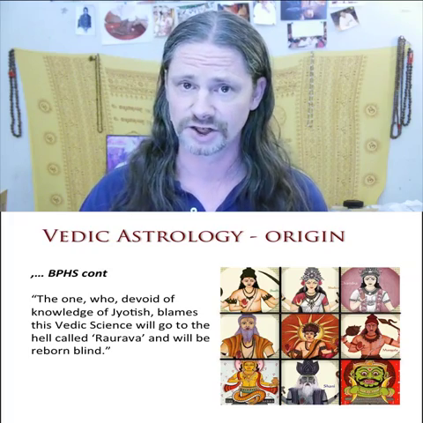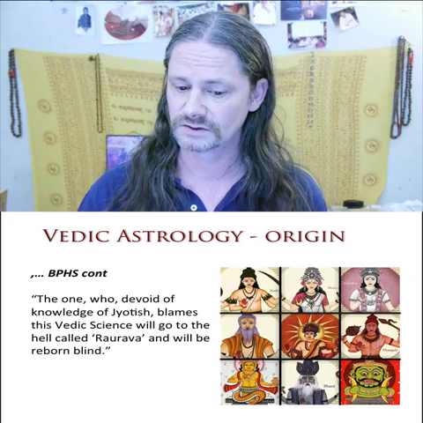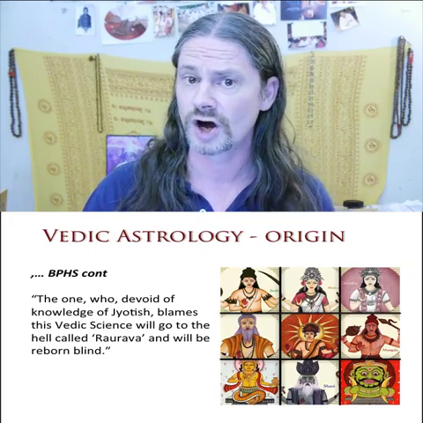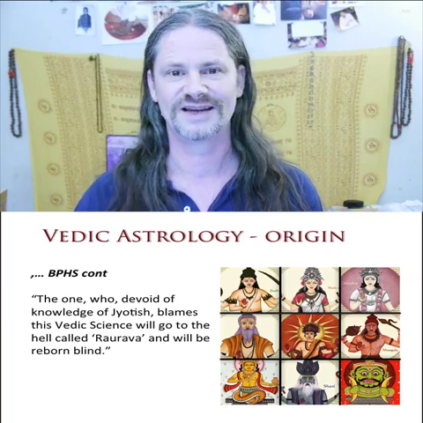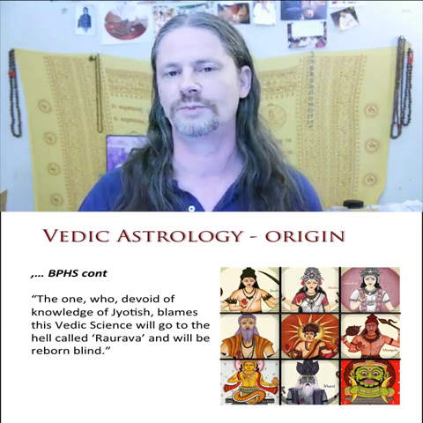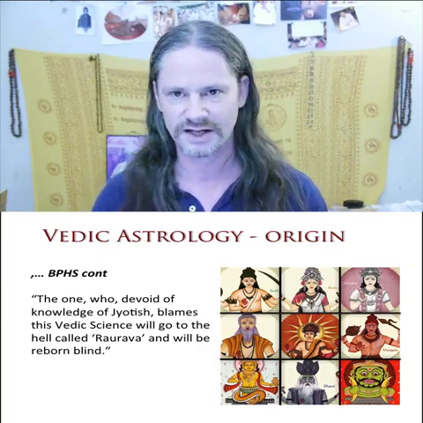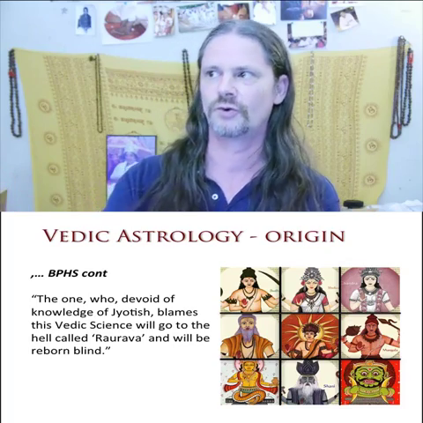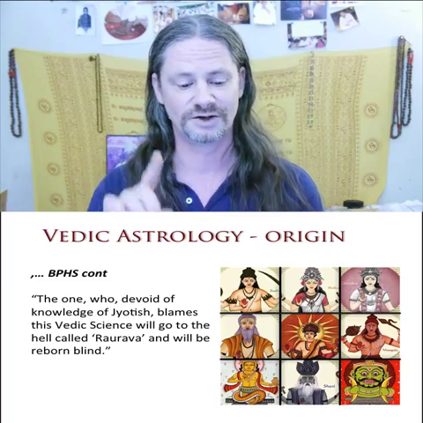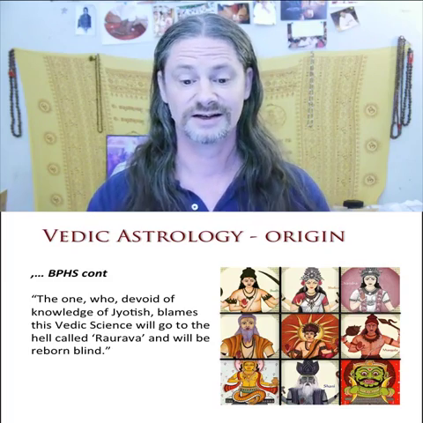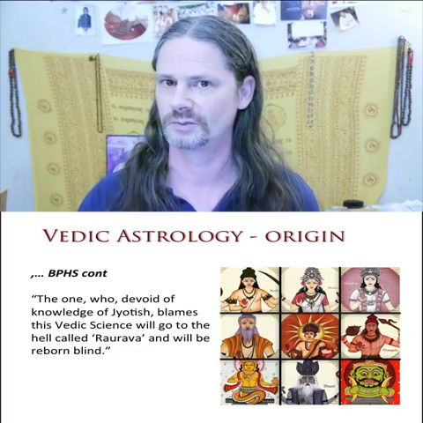Now that means have a knowledge of it and a functioning knowledge. Because if you're devoid of the knowledge, but you blame Jyotish, which I see a lot of people doing, by the way, then you go to the hell called Raurava and will be reborn blind. So this means gathering little information here and there and then blaming Jyotish for the problems when you don't understand the nature of karma, you don't understand how astrology actually works, is said to be something that you shouldn't do, for lack of a better way to put it.